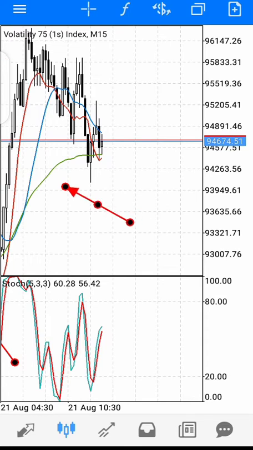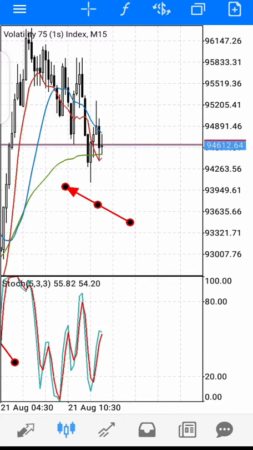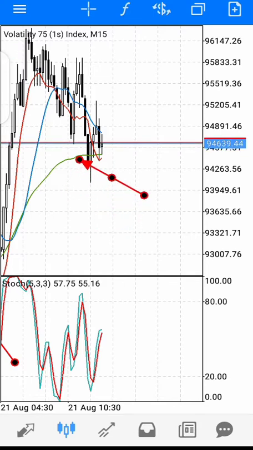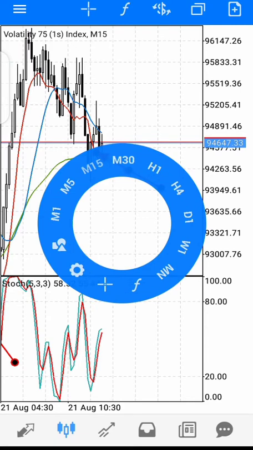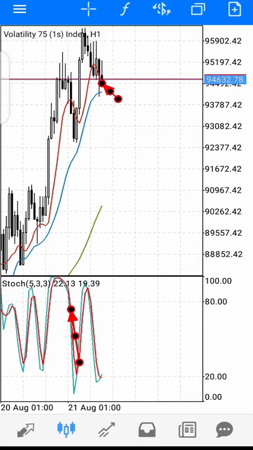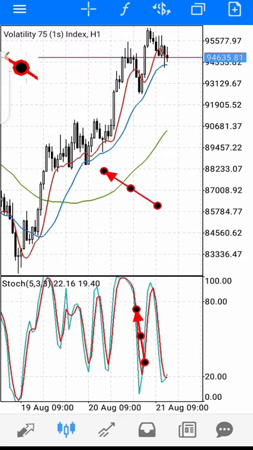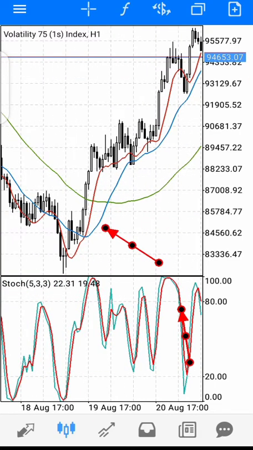So this strategy, we use it on the volatility index, right? We use the 15 minutes time frame, or the 1 hour time frame. This is a 15 minutes time frame. Let's go to an hour time frame. Here's the 1 hour. Okay, you see what happened here?